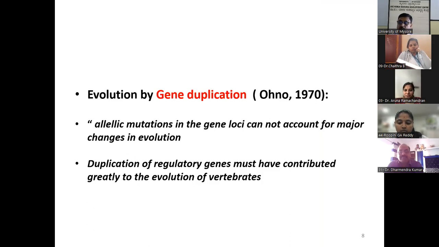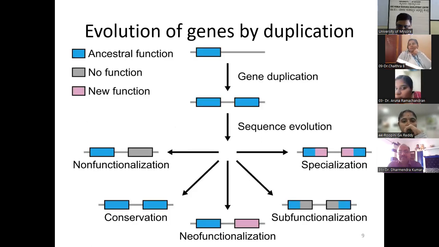Evolution by gene duplication was a revolutionary concept where he could propose that allelic mutations in a gene locus do not account for major changes in evolution, because it's a spot mutation, allelic mutation, as you all know. But duplication of genes, particularly the regulatory genes, must have contributed greatly to the evolution of vertebrates. This was a theory proposed by Ono. He first time meant that regulatory genes and their duplication must have contributed greatly to evolution of vertebrates. So let us see what we know today. This was proposed more than 50 years ago.